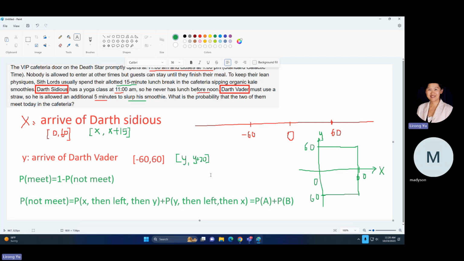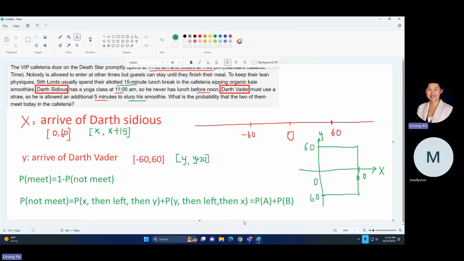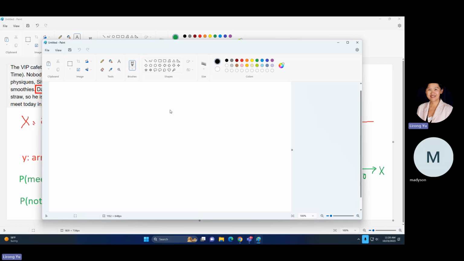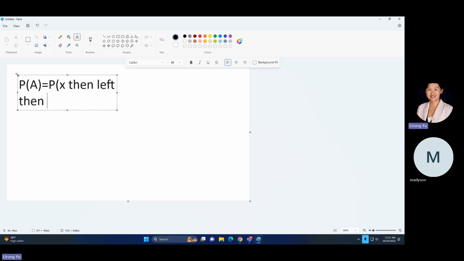All right, so I'm trying to create a two-dimensional picture of what's going on. And this is not enough paper. So let's look at how each can be calculated individually. For example, P of A. Oh, that's way too small to be visible. So to calculate P of A, that was probability X, then left, then Y, right? Hope that makes sense.